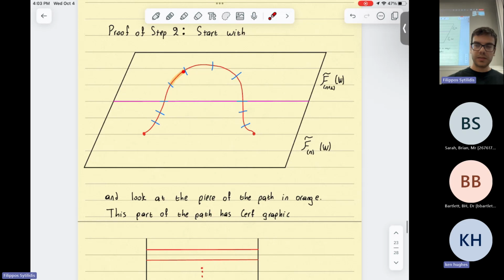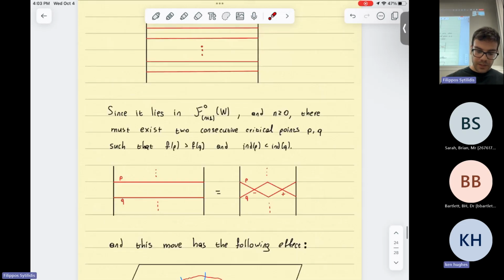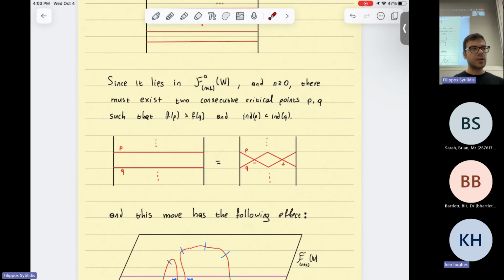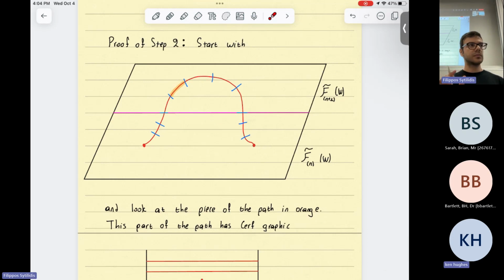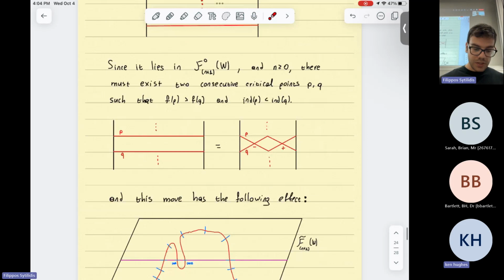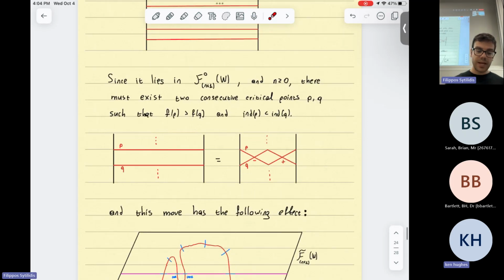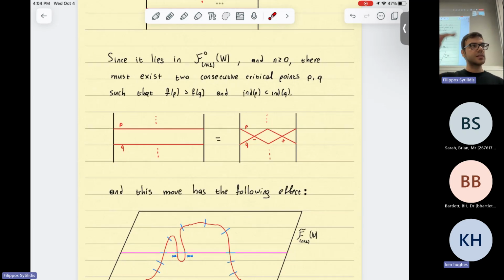Okay, is that clear? Now, n is greater than or equal to 0, so n plus 1 is greater than or equal to 1. So in particular, we know that there will be at least one bad pair of points in this orange bit. And if there is at least one bad pair of points, there must be at least one consecutive bad pair of points. So I would necessarily have at some point two critical points that are consecutive, and f of p will be greater than f of q, and the index of p will be less than the index of q.